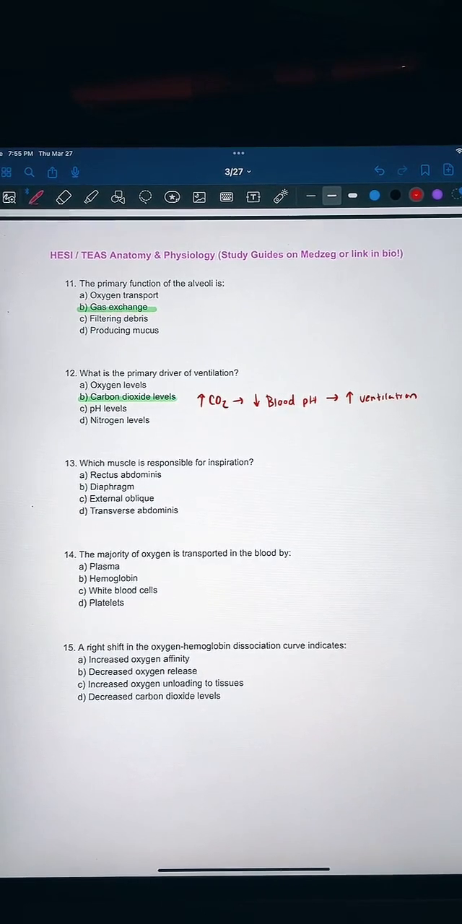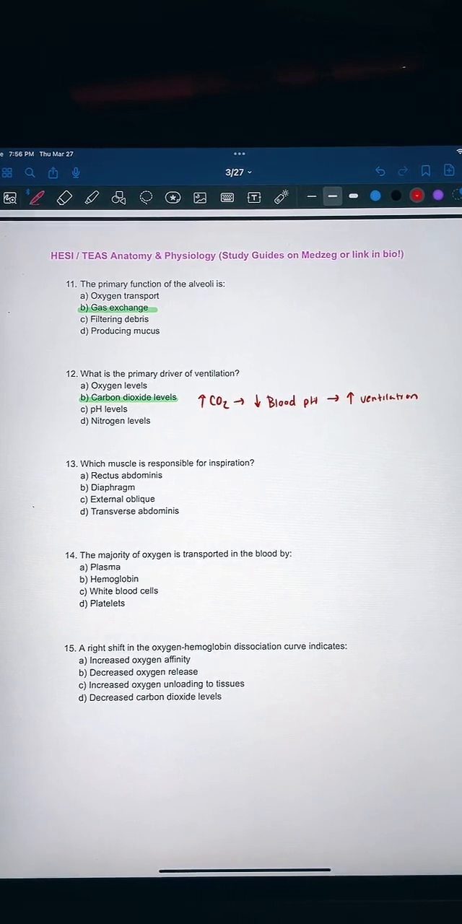Yes, this would be helpful for Kaplan as well. Anything with anatomy and physiology, this kind of review is going to be helpful for you, for sure.